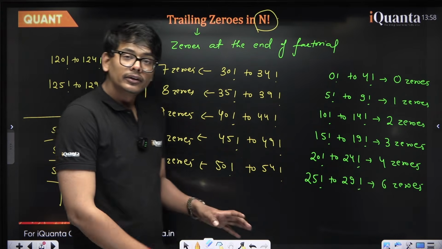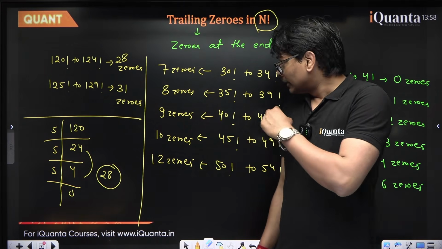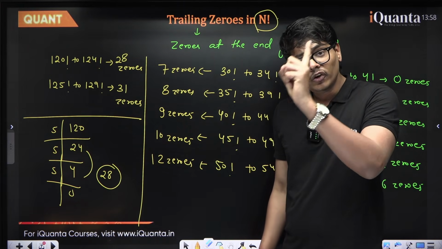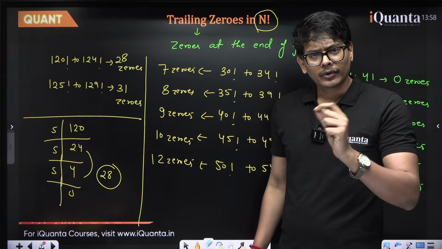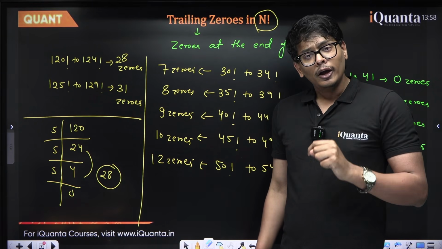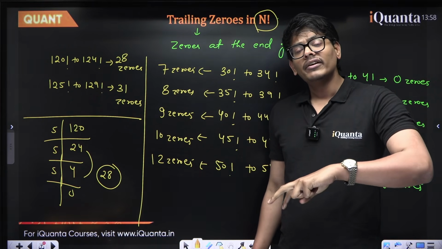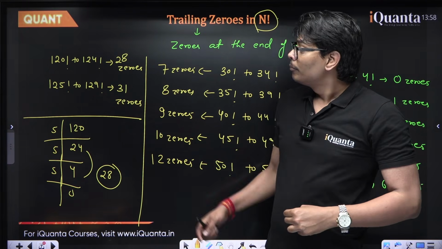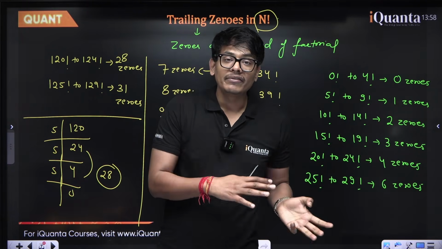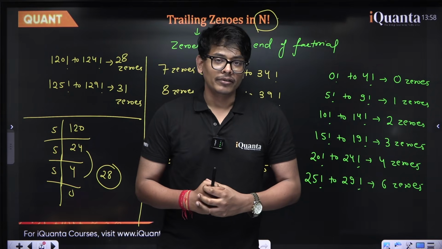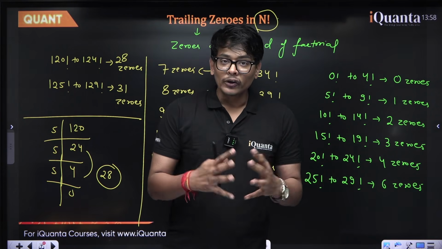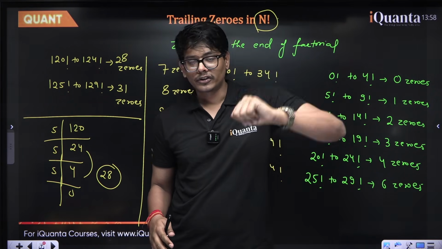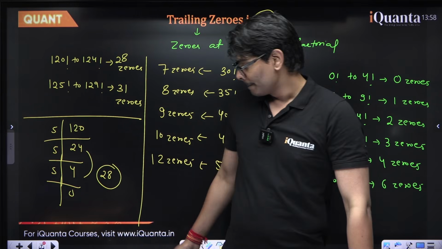So what did you learn today? If it is a multiple of 5, then 1 zero will increase because a multiple of 5 brings one power of 5. But if it is a multiple of 25 or it is 25, it will bring 2 powers of 5. But if it is a multiple of 125, it will bring 3 powers of 5. If it is a multiple of 625, it will bring 4 powers of 5. So remember this thing, okay?